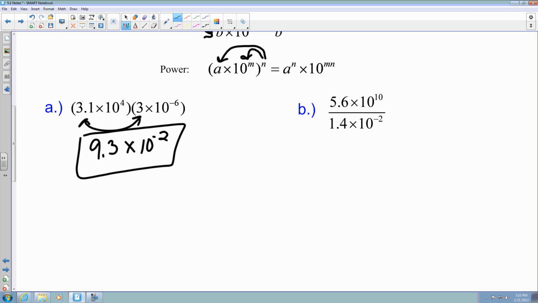For B, I have 5.6 times 10 to the 10th power divided by 1.4 times 10 to the negative second. So first off, I'm going to take 5.6 and divide it by 1.4. That gives me 4. Now I'm going to multiply by 10, and I'm going to subtract my exponents because I'm using division. So 10 minus negative 2 gives me 10 to the 12th power. Okay.